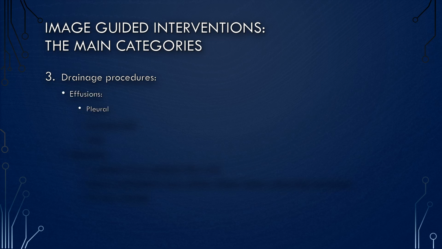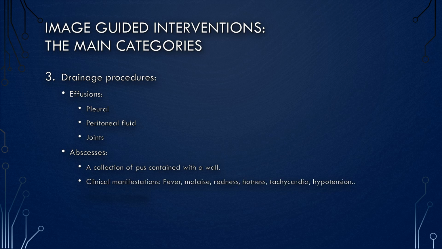Effusions can be either pleural, peritoneal, or in the joints. Abscesses, for example, are a different type of fluid collection, which is basically a collection of purulent fluid contained within a wall. They manifest clinically with fever, malaise, redness, hotness, tachycardia, and hypotension, if in extreme cases septic shock occurred. Usually treatment of an abscess is with antibiotics and drainage.